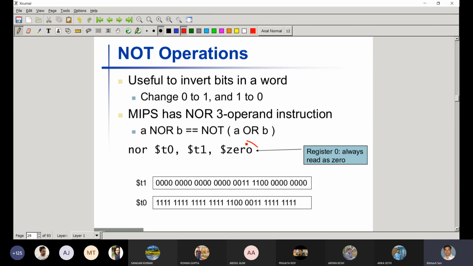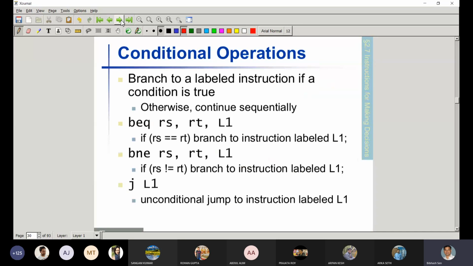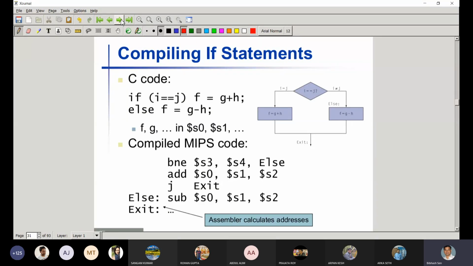See the use of zero here. The register zero is always read as zero. Can you tell me why it is used? Which design principle is it following? Third, very good. So it is convenient to make the common case fast. All the design principles you know are required to implement any instruction set architecture. This is the use case.